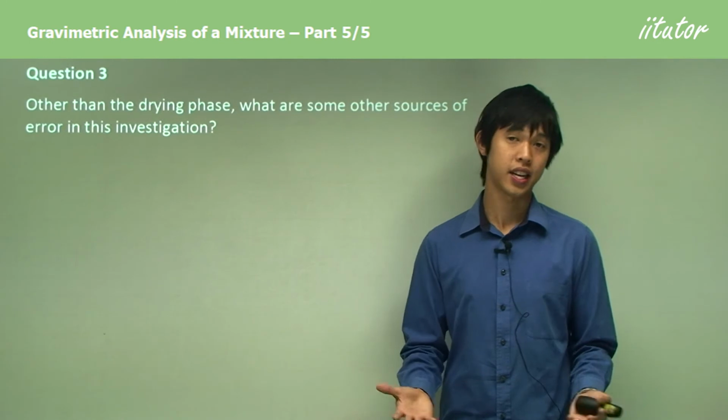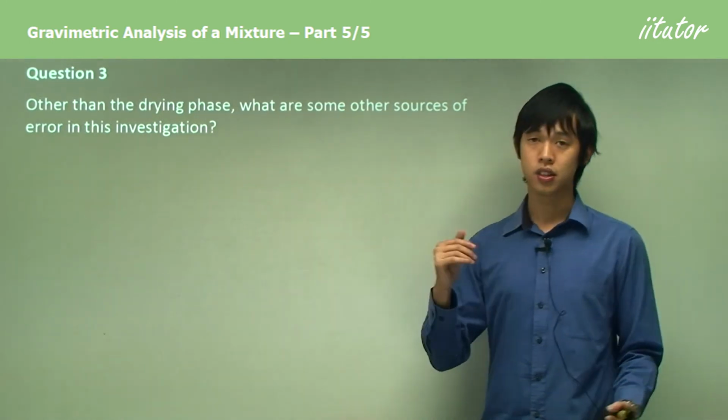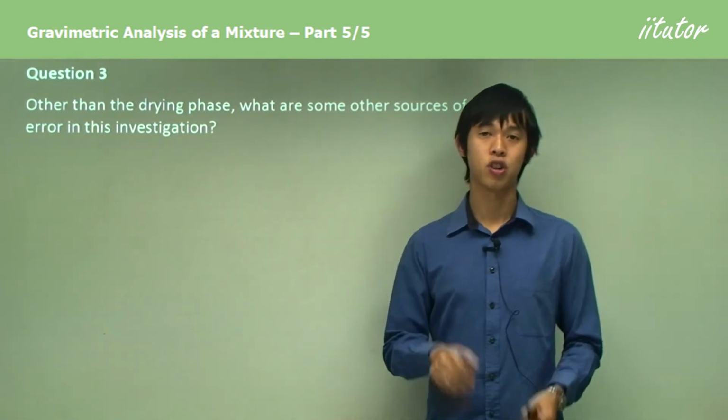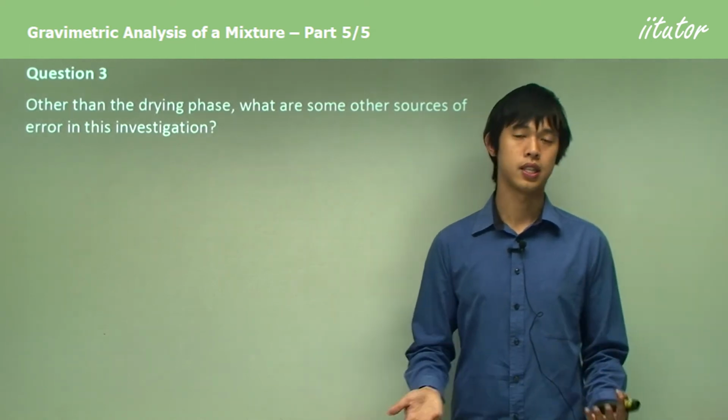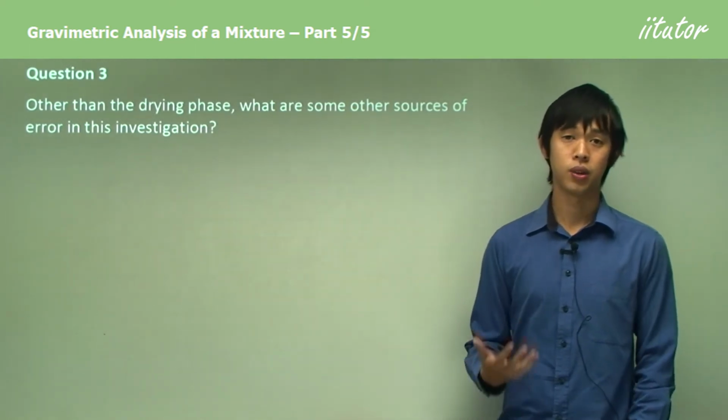Error exists, and that's something we deal with. So the question is, as long as we can identify it, we can try and minimize it as much as possible, but it's not going to disappear. So that's really important when you design experiments.